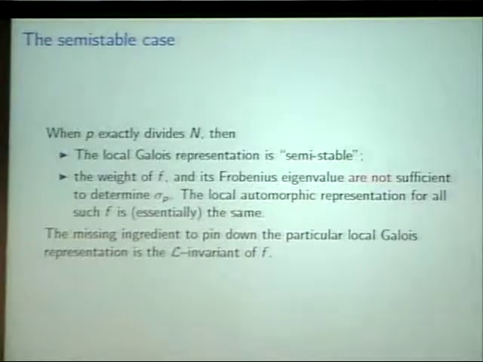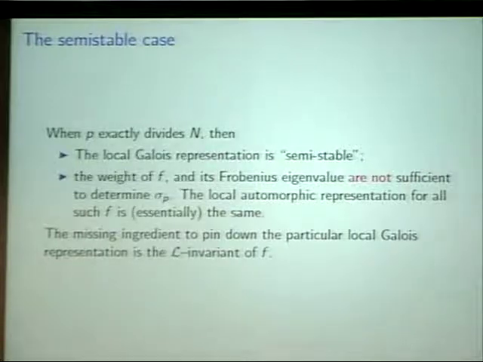But what happens when P does divide N exactly once? So this is the case, for example, for P equals 11 and X naught of 11. And in that case, the local Galois representation at P is no longer crystalline, but is a slightly more general class of representations called semi-stable. And it's no longer true that if you just know the weight and the Frobenius eigenvalue on such a representation in the Fontaine classification, it's enough to know what the representation actually is.